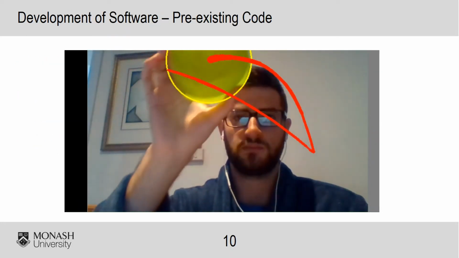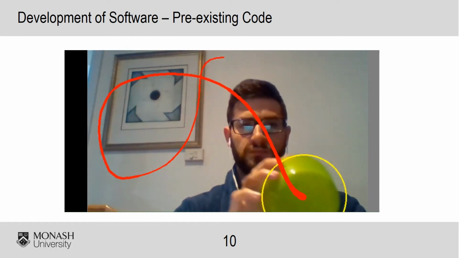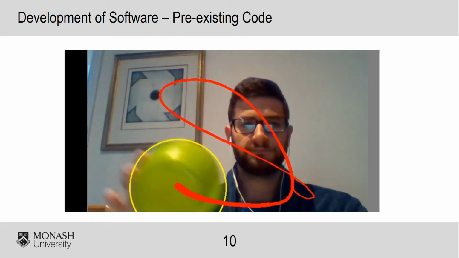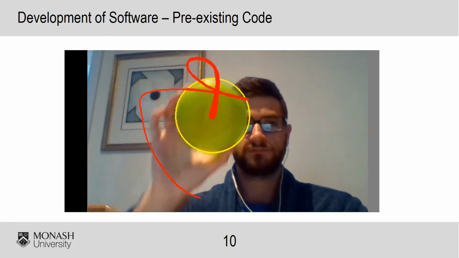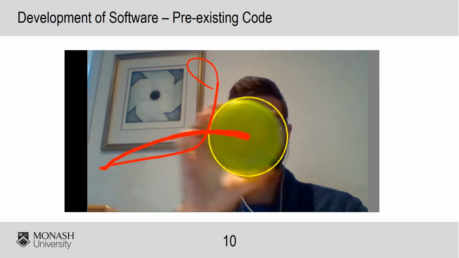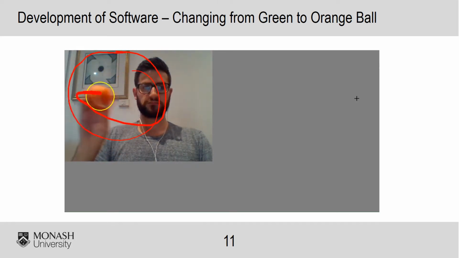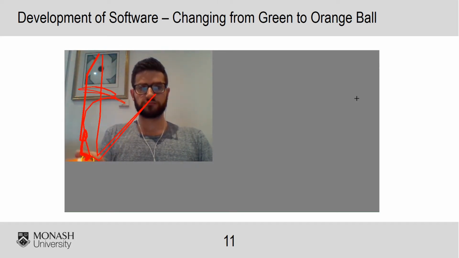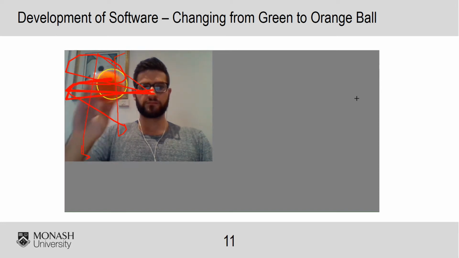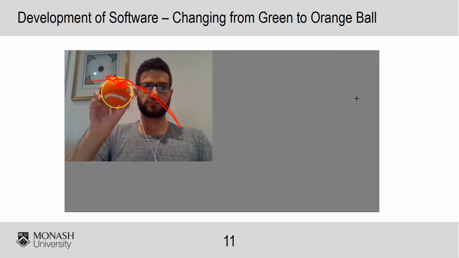The pre-existing code was used to track a green ball and used a contrail from the center of the ball to track its trajectory. Changing from a green to an orange ball resulted in several issues, one of which was the ball tracking itself. As is evident, my nose was incorrectly misidentified as the ball. This called into question the robustness of the code.